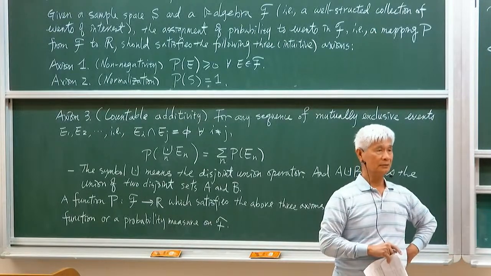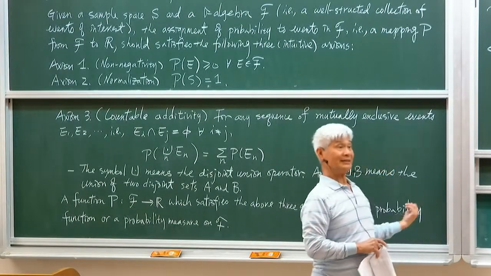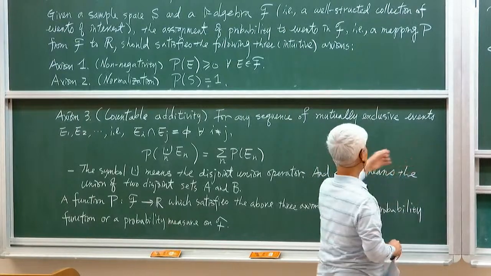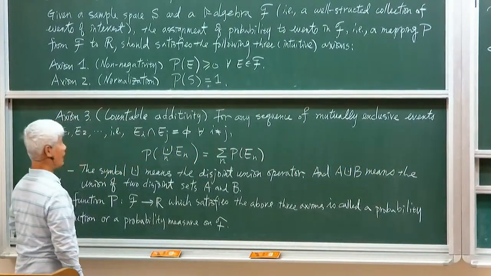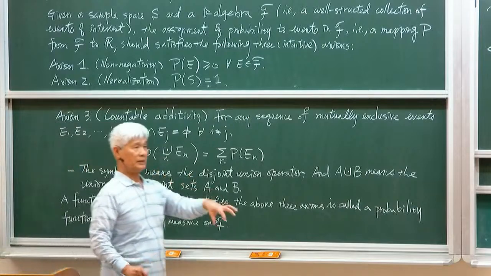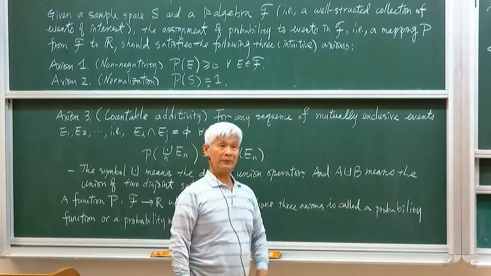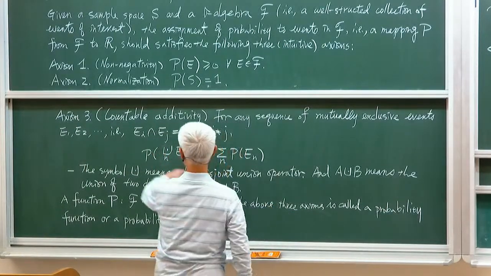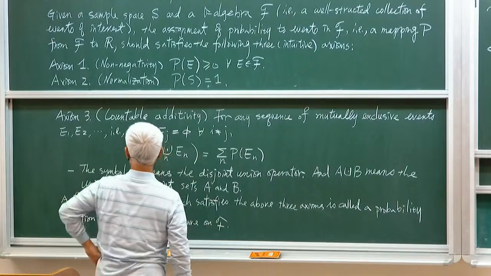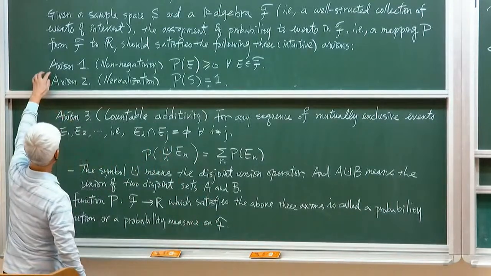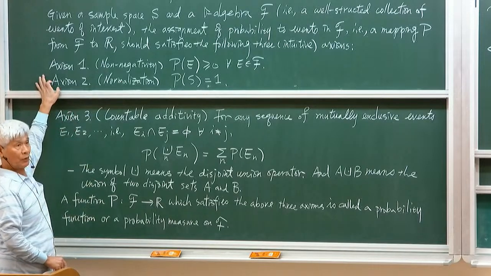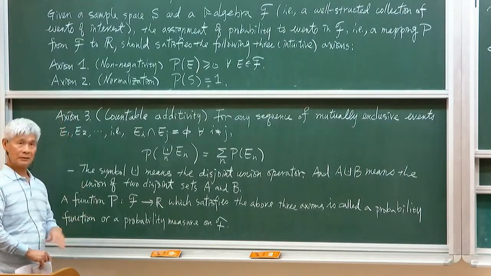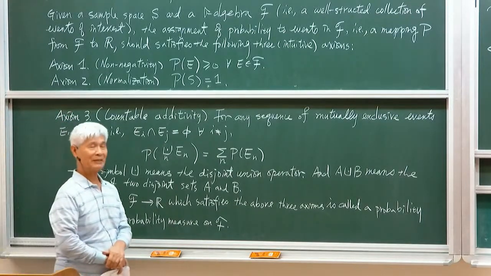This is the same because we need to construct the probability measure. And how do you know the probability assignment is a probability function? Well, you check whether the probability assignment satisfies these three axioms. The first two are quite simple, but the third one is sometimes challenging.